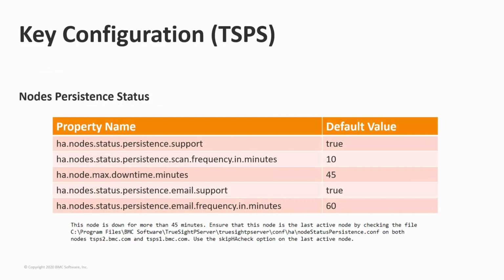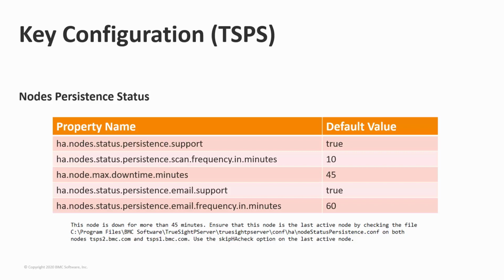The node persistent status parameters control whether or not the last node check occurs, and is there to prevent loss of data if both nodes are down and the last active node was not started first. Information is written to node-status-persistence.conf file on both nodes, which includes the status of the node and the timestamp of when the file was last updated. Node persistent status is enabled by default.